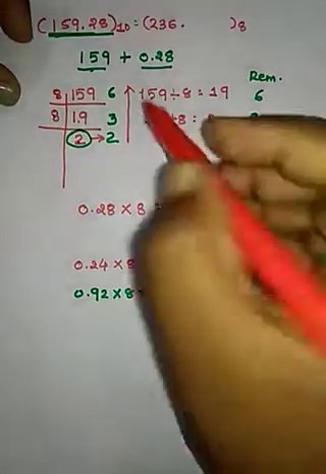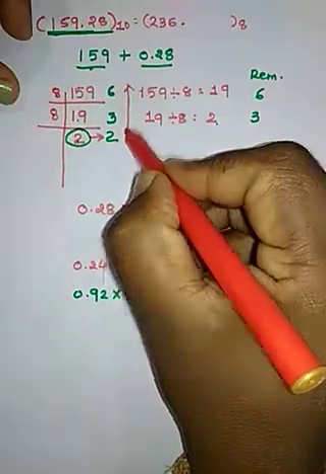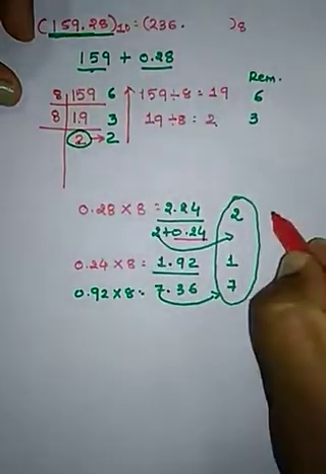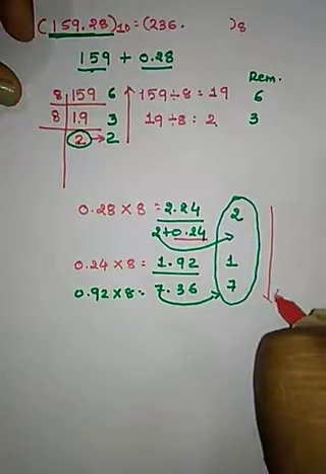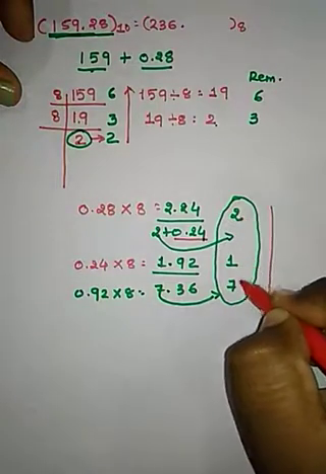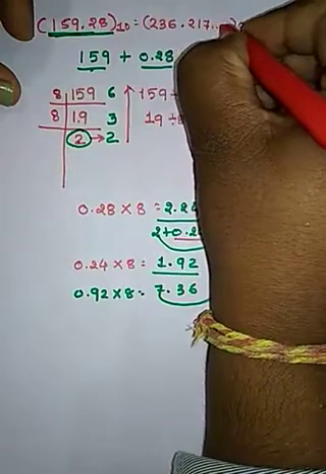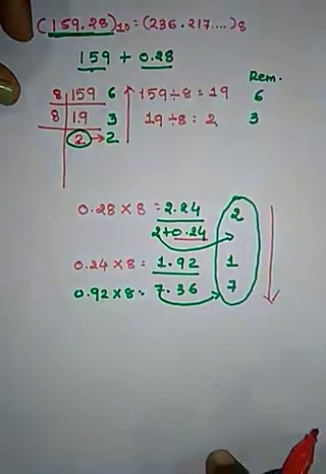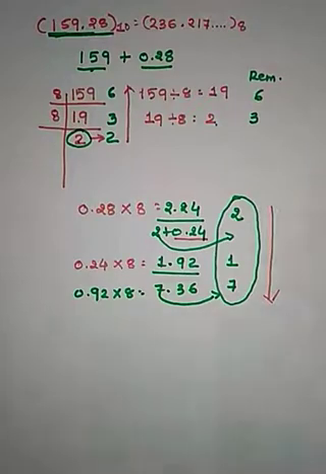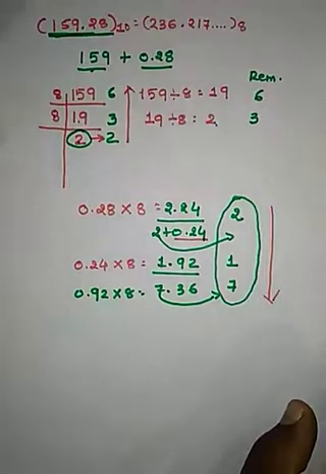Okay. In this, the arrow is from down to up. Here the arrow is from up to down. So what is the answer? 217. So we have to write here 217 dash dash dash dash. Okay, so this way the number is to be converted into an octal number.